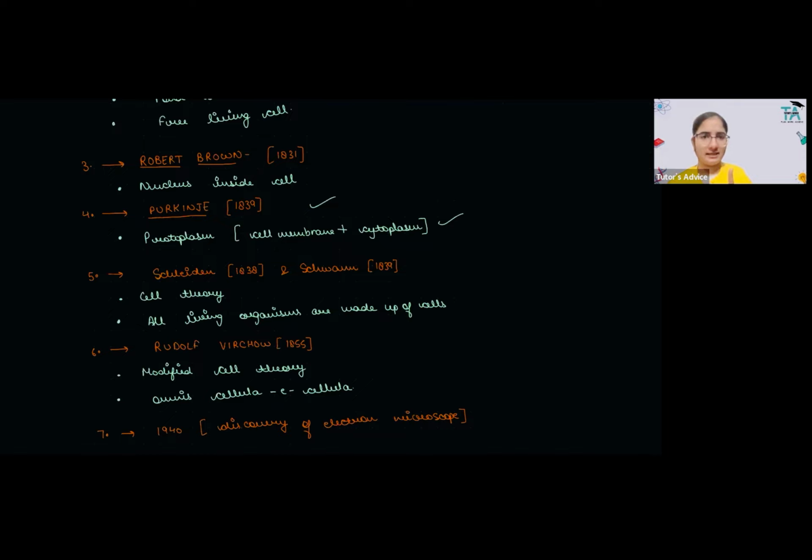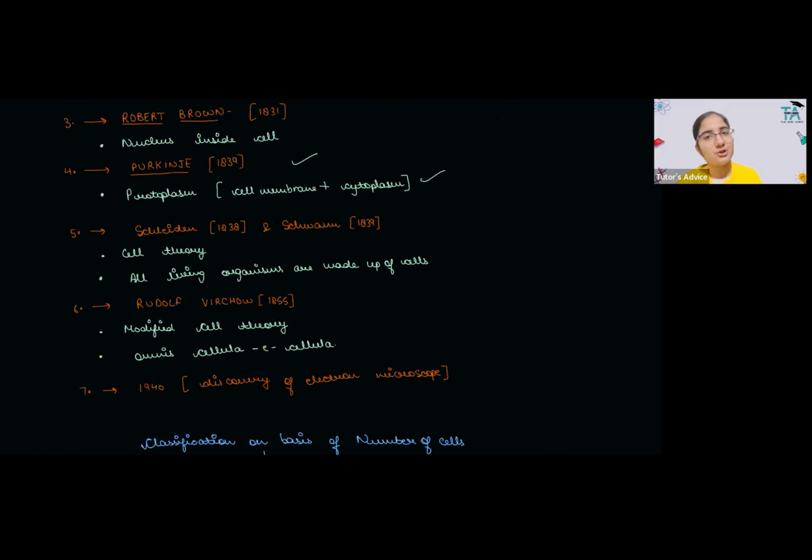In 1839. Are years important? No, they are not. Okay, it's just that I have given you the timeline, so I have included all the years. Coming to the fifth person now. In the fifth, we can have two people together, Schleiden and Schwann. Okay, now what was their discovery? They gave us the cell theory.